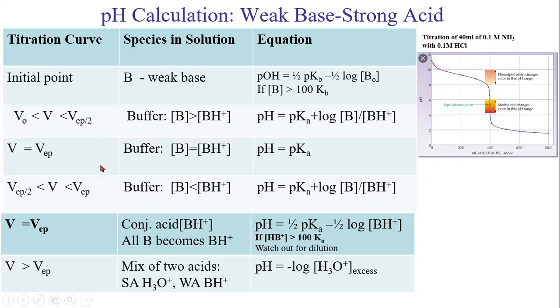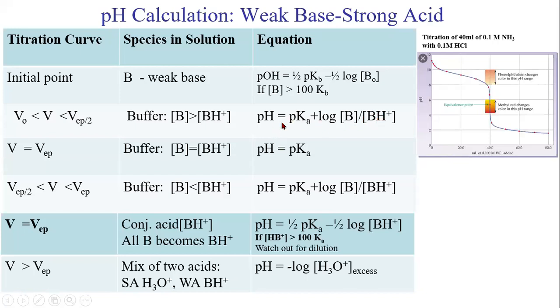Now, in the region before equivalence, again, this is divided into 3 different parts, though overall, before equivalence, what do I have? I have what is called a buffer region. Why do I have a buffer region? Because in this area, even if I put 1 drop of HCl, I have created ammonium with ammonia. So I have both the ammonium and the ammonia, and therefore I have the BH plus and B, so I have a weak base and its conjugate acid.